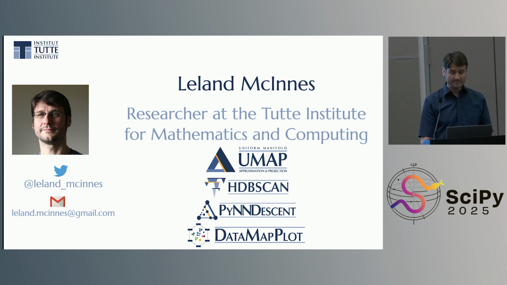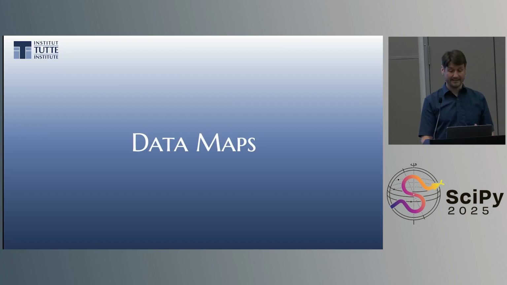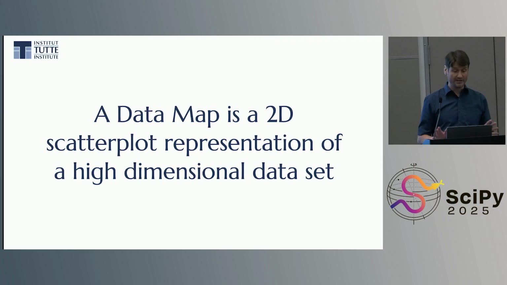today. So let's talk about data maps, because I think this is an important concept that's going to become more prevalent as time goes by, and I want to get people thinking about this. So a data map is just a 2D scatterplot representation of a high-dimensional data set. It's just a way of squashing a whole bunch of complex data down into something you can look at. Now, you're going to lose something when you do that squashing, but hopefully you manage to retain enough important things to show you something interesting about your data.